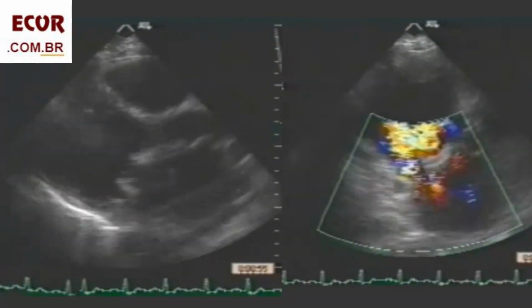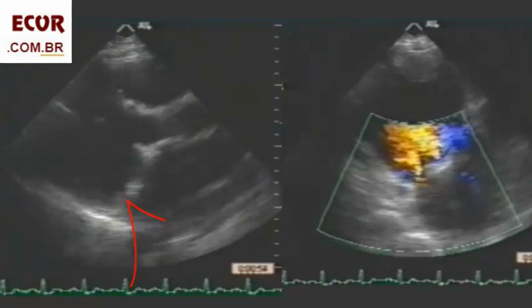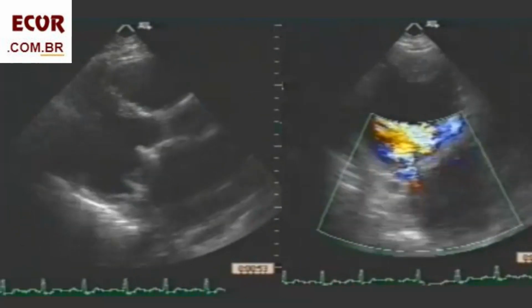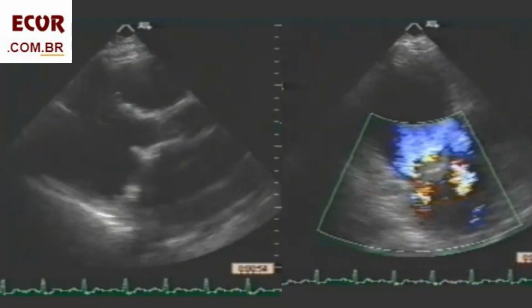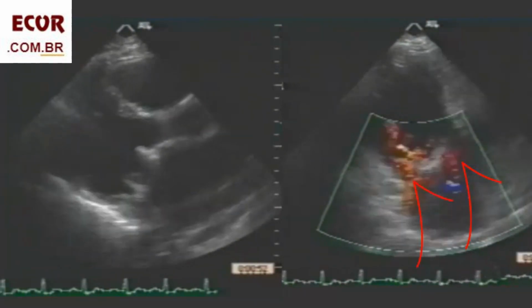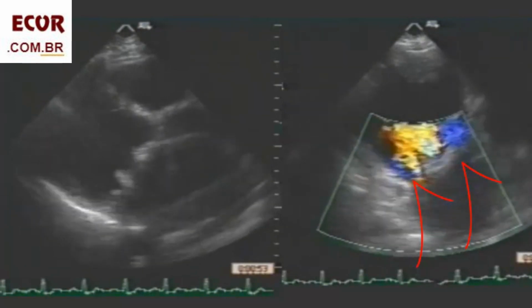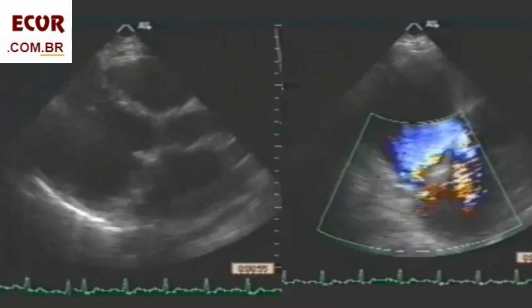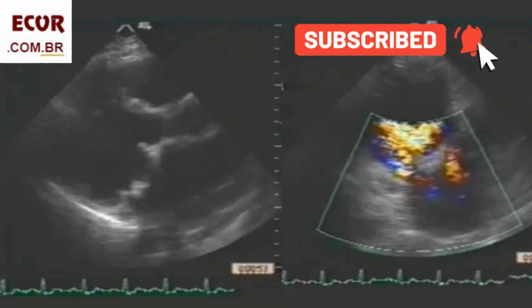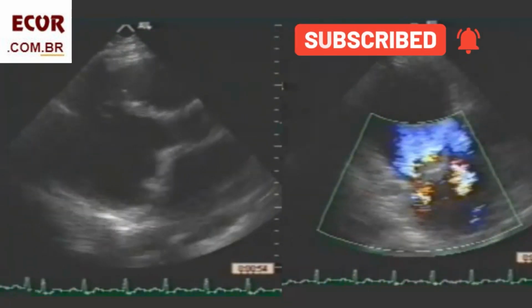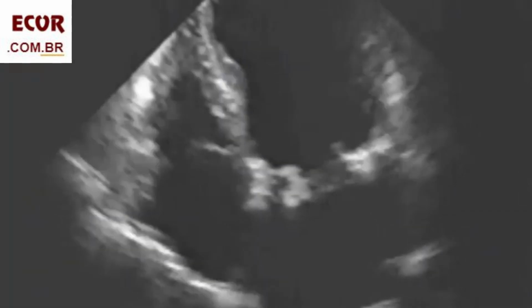Another case. Now the region of detachment seems to be here. Look at the difference of movement between the sewing ring and the wall. The apical two chamber shows a paravalvular regurgitation in the inferior as well as in the anterior portion of the sewing ring. Notice that not only there is a paravalvular leak, but also a flow toward the left ventricle during diastole through the region of the dehiscence.